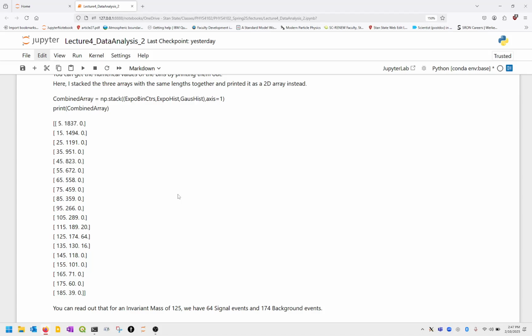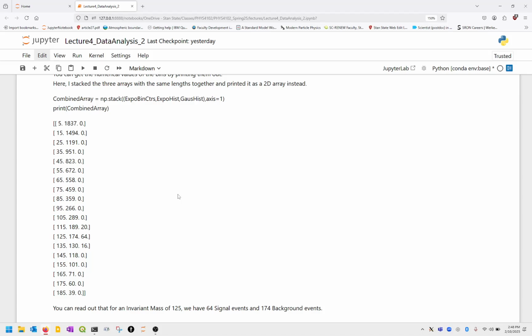There's just a lot of syntax that you write down once, and then in the future you look it up. Basically that's how you do this. If you print out these numbers, the first column here are the centers of the histogram, the expo bin centers. The second column of numbers here are the exponential histogram. So that's the exponential background we're seeing here.